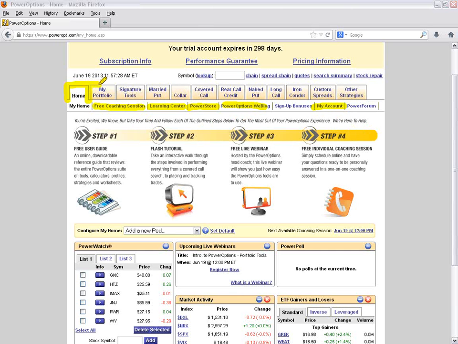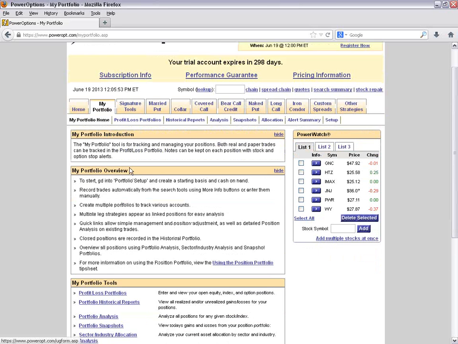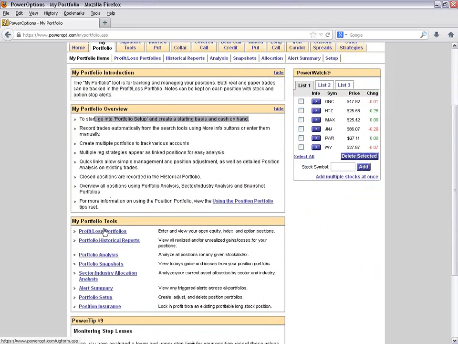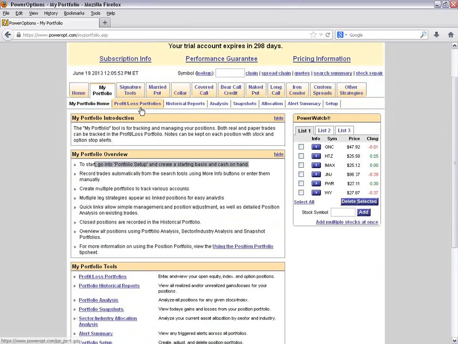Now, the second tab we're going to focus on mostly today, of course, is the My Portfolio tab. And if we click on My Portfolio, we'll see the main portfolio homepage. It gives us a description of what's available, how to start, so if we want to create a new portfolio from scratch, and of course you have the links to the various tools and the quick links right underneath the main tab.